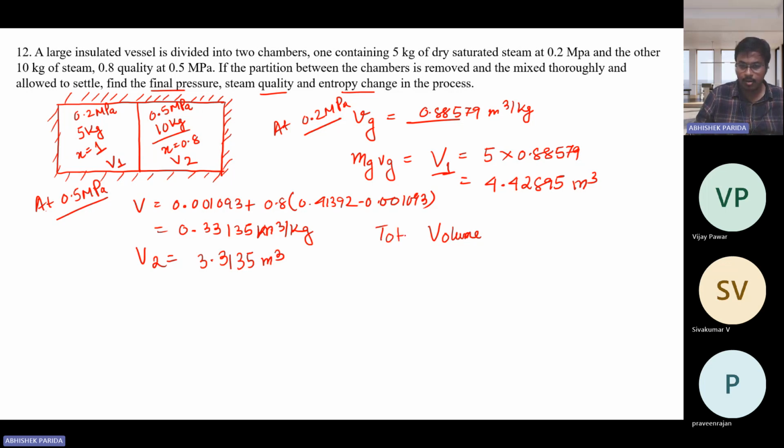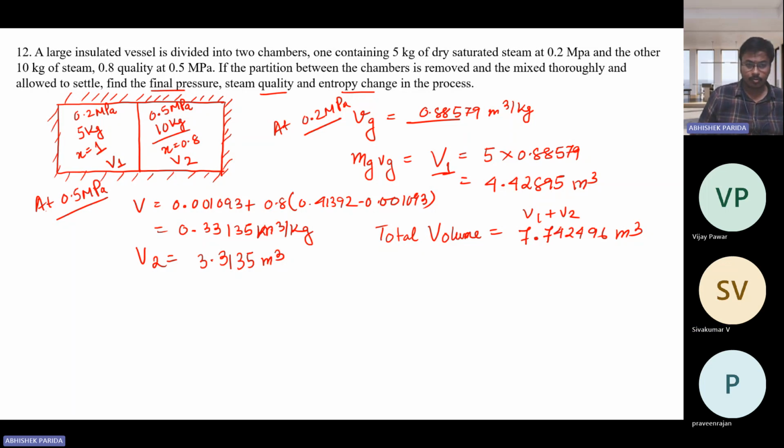So the total volume after the partition has been removed is 4.42895 plus 3.3135, which is 7.742496. Are you getting this? Yes, sir. Okay.